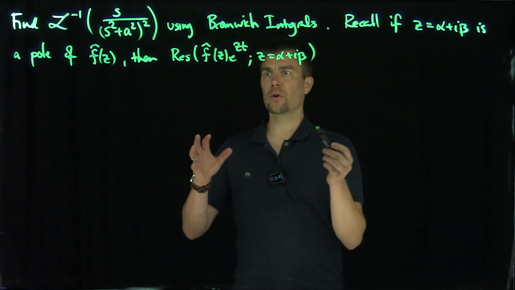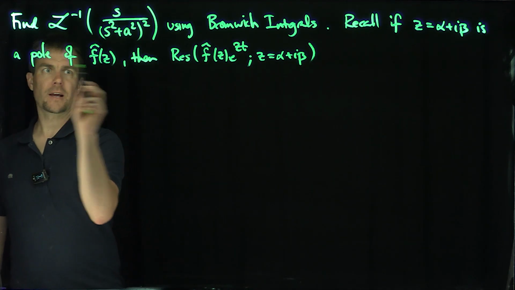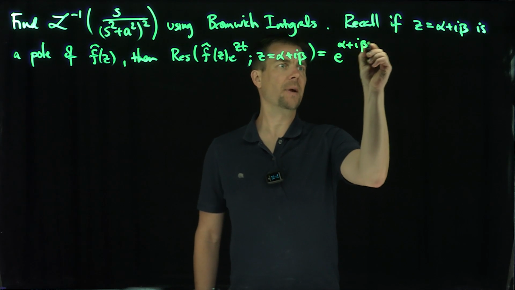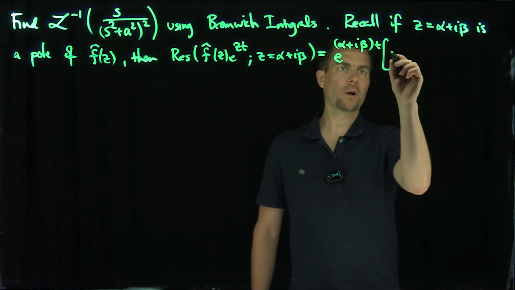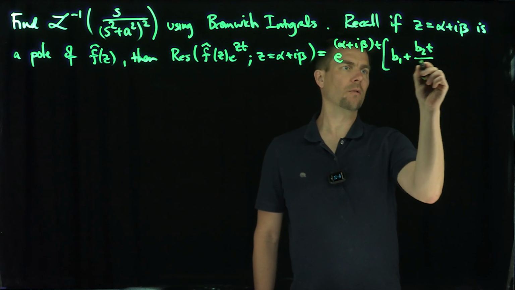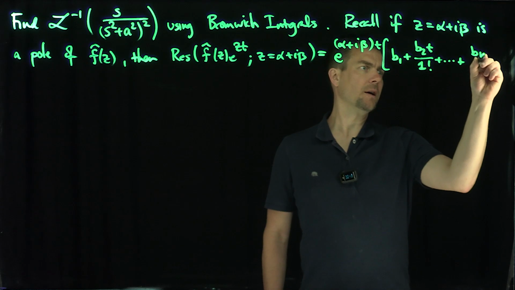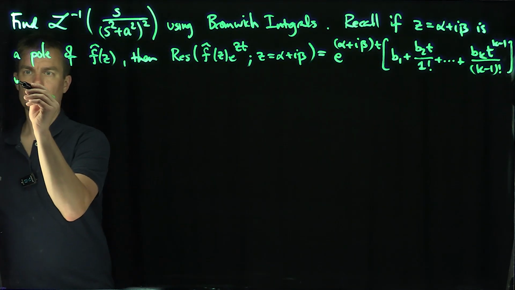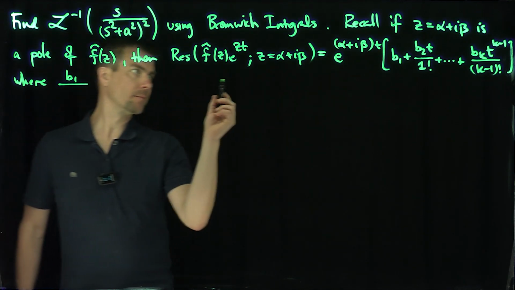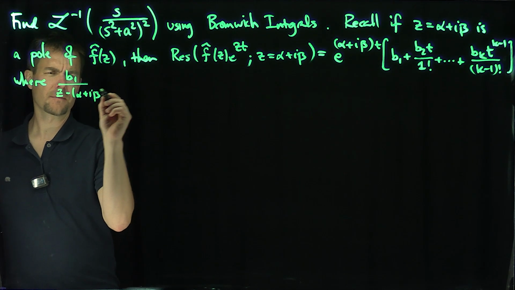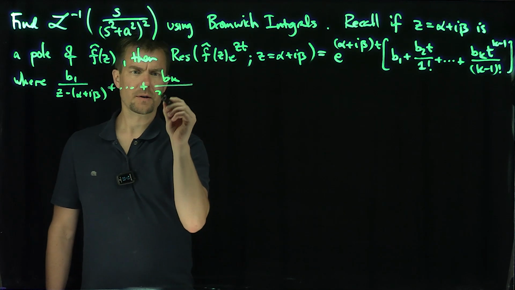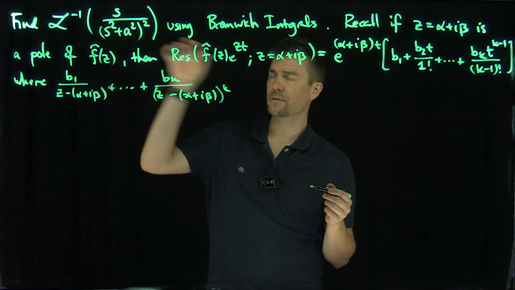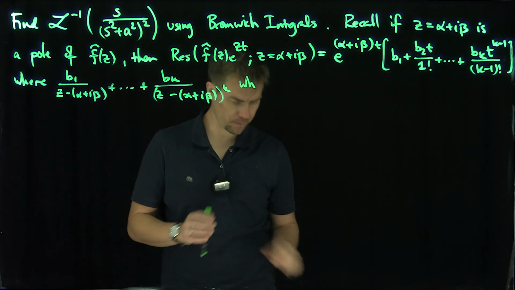is going to be the sum of this polynomial. So if there's a pole of f, it is going to be equal to e to the (alpha plus i beta) t, and then b1 plus b2 t over 1 factorial, all the way down to bk t to the k minus 1 over (k minus 1) factorial, where b1 over (z minus alpha plus i beta) plus bk over (z minus alpha plus i beta) to the power k is the principal singular part of this function f tilde of z near the pole alpha plus i beta. Where is the principal singular part, right?